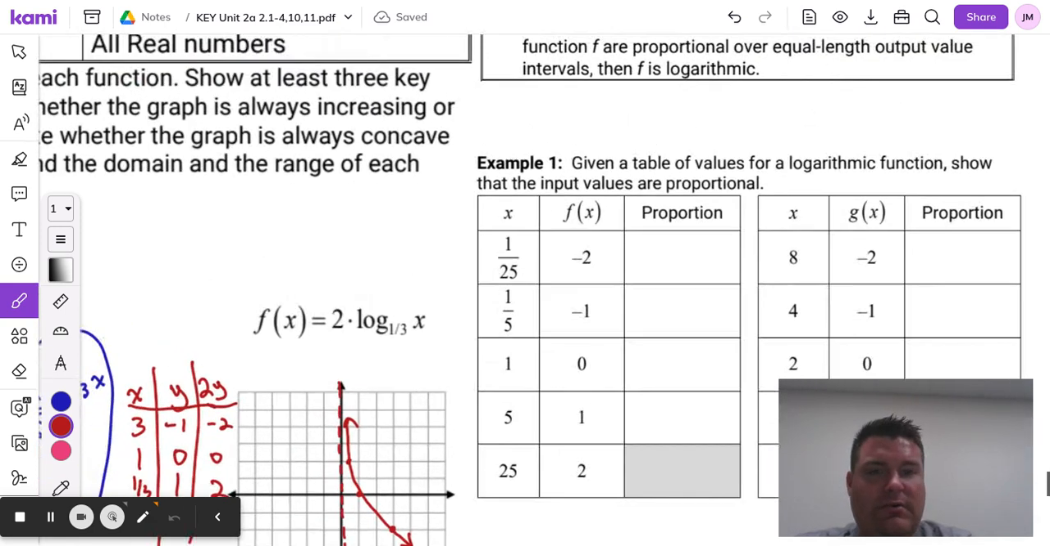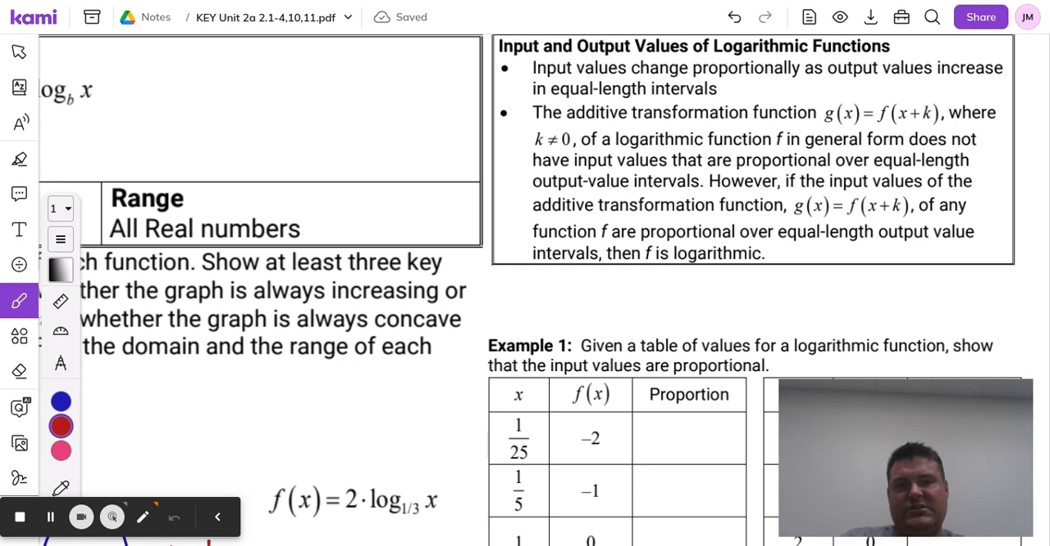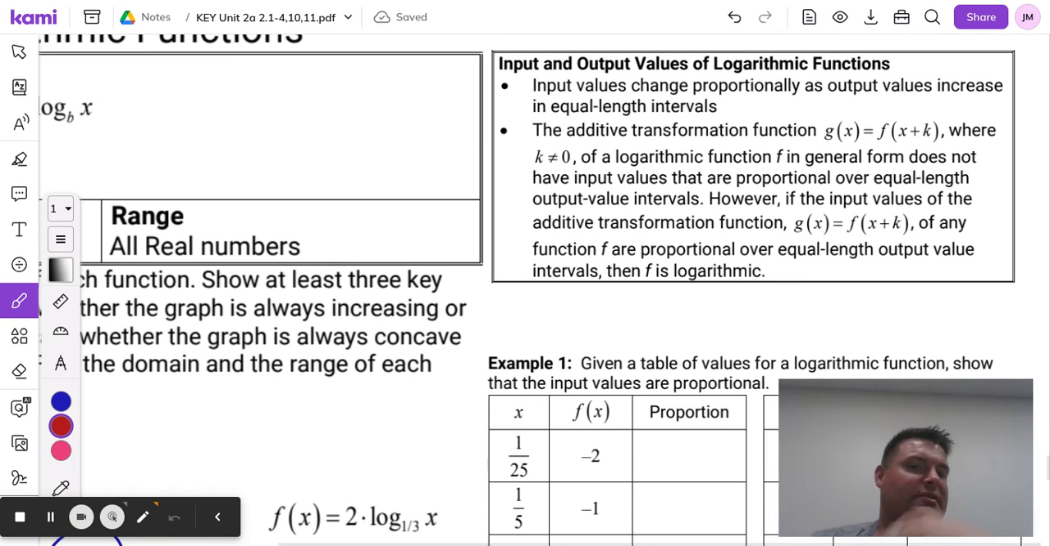There we go, example 1. Well, actually before that, let's talk about what the input and the output values of log functions do. The input values change proportionally as the output values increase in equal length intervals. Again, these are only logs if our outputs also increase in equal lengths. I mentioned that in the previous video, so we can see it right there, right in front of you.